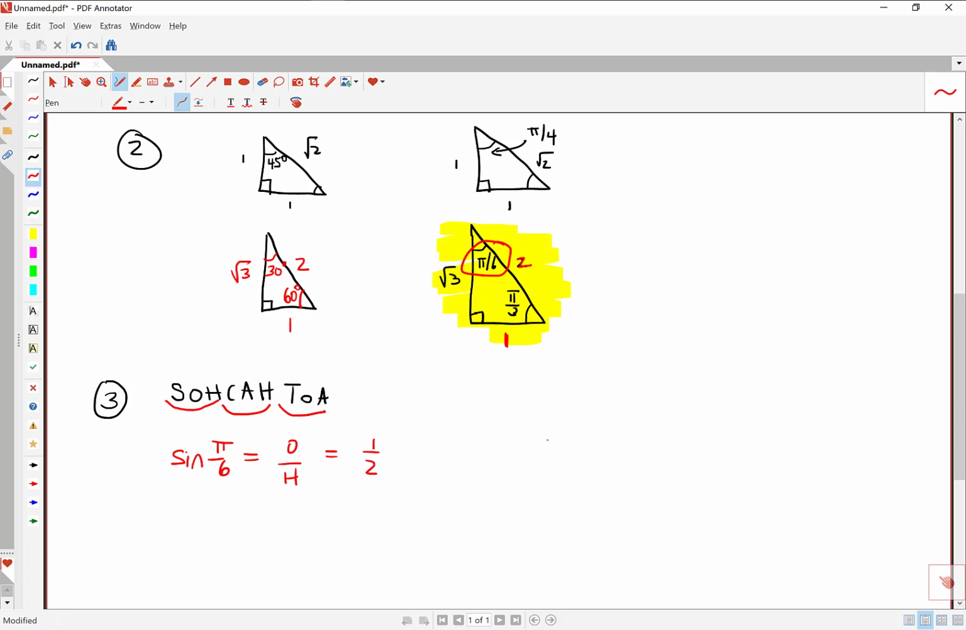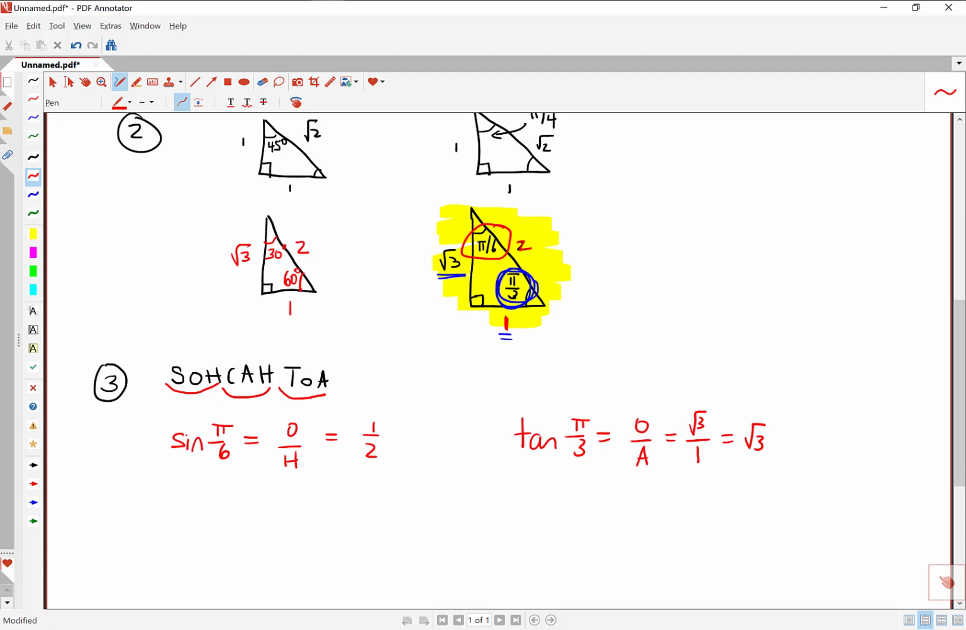In a similar way, you could do something like, say, tan of pi over 3. Well, according to Sohcahtoa, tan is opposite over adjacent. You can identify where the angle pi over 3 is in your triangle. It's here. So relative to that angle, the opposite side is root 3 and the adjacent side is 1. So we would say root 3 over 1, or in other words, just root 3.